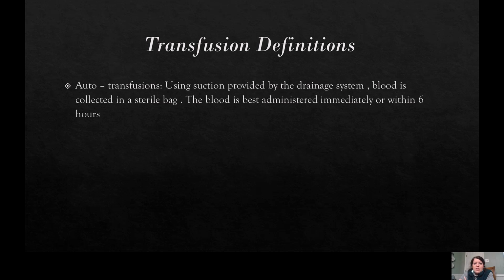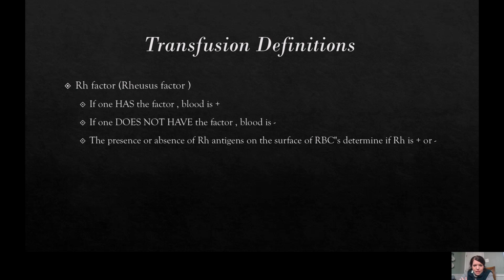Transfusion is when suction is provided by a drainage system, blood is collected in a sterile bag, and the blood is administered back to the patient. So that happens if a patient doesn't pre-donate, that's autologous, but if they are losing blood during a procedure and we can collect it in a sterile bag, we will administer that back to them. That takes place in a surgical setting.